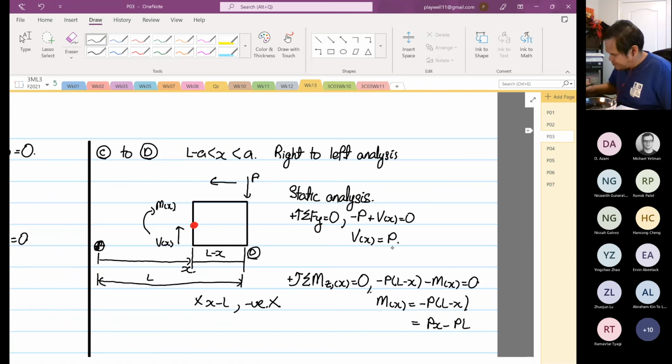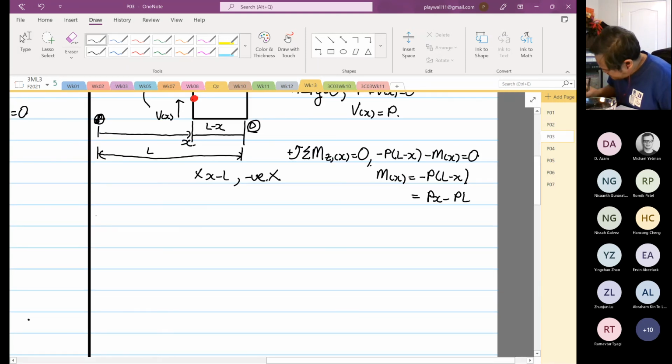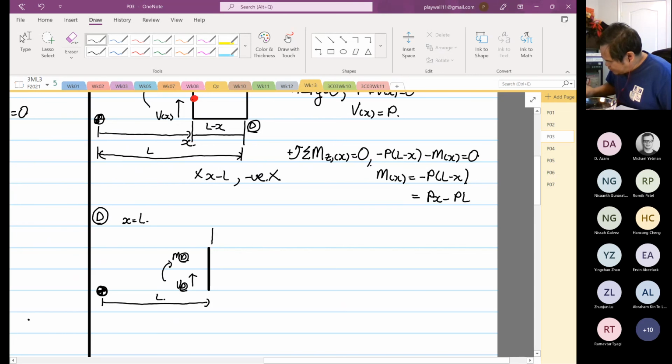So the final point is at point D, right? At point D when X is equal to L. Okay, so again, we do right to left analysis, right? So this is the datum. So I think now I hope you're convinced that you have to learn left to right, right to left. So this is L, V at point D, right? Moment at point D, right? So coming down at P, okay? So now we just apply static analysis.